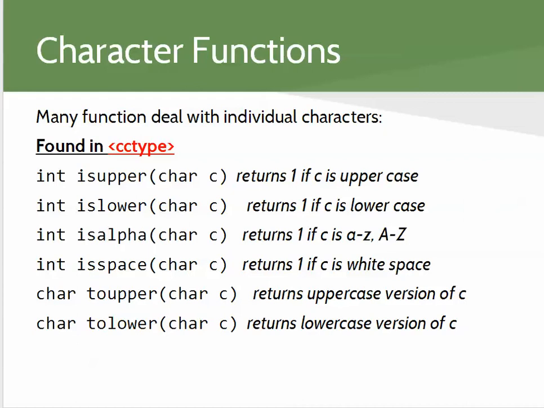toupper and tolower are for converting. So if you give the lowercase e to toupper, it'll return uppercase E. And if you give uppercase E to toupper, it'll still return uppercase E. So you can pass in any type of character and it'll always return a capitalized version. Then if you call toupper with a semicolon, it'll just return a semicolon. And tolower works pretty much the same way. So these functions are all found in this cctype library, and they actually are quite useful. They come in handy a lot.